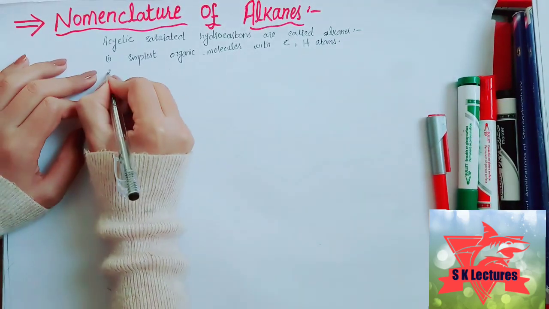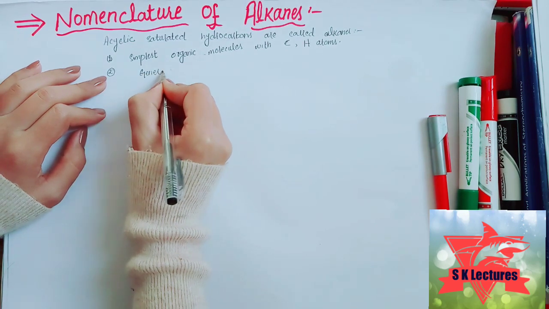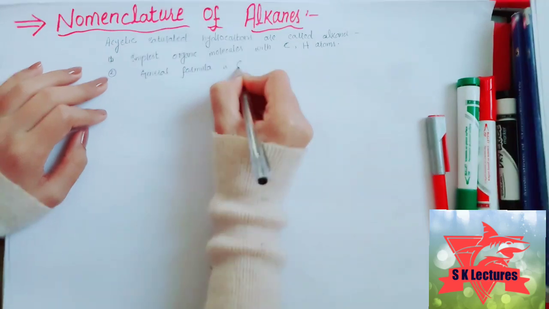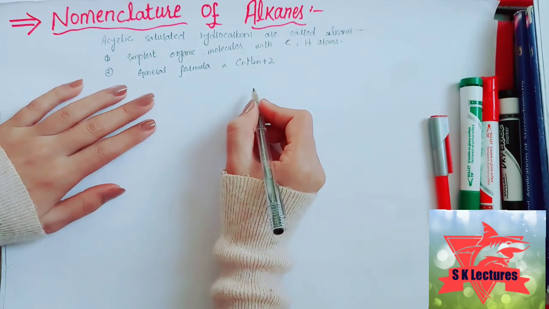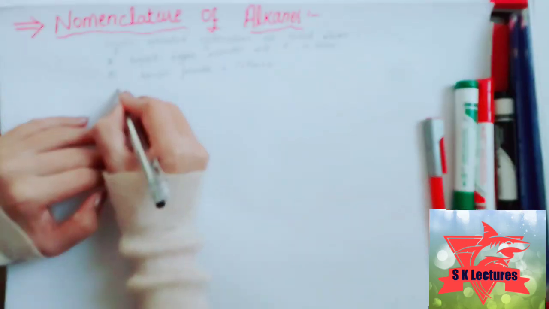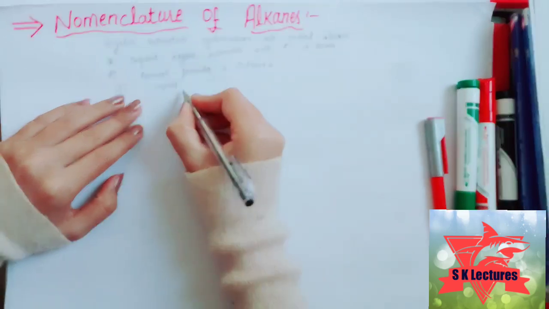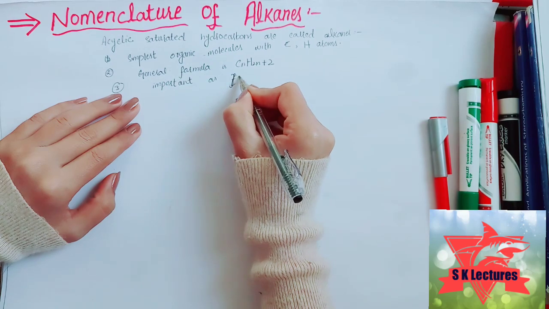Alkanes are the simplest organic molecules which have only carbon and hydrogen atoms present in them, and their general formula is CnH2n+2, and they are commercially as important as fuels and oils are. So our topic is to discuss their nomenclature. So let's move towards the nomenclature.